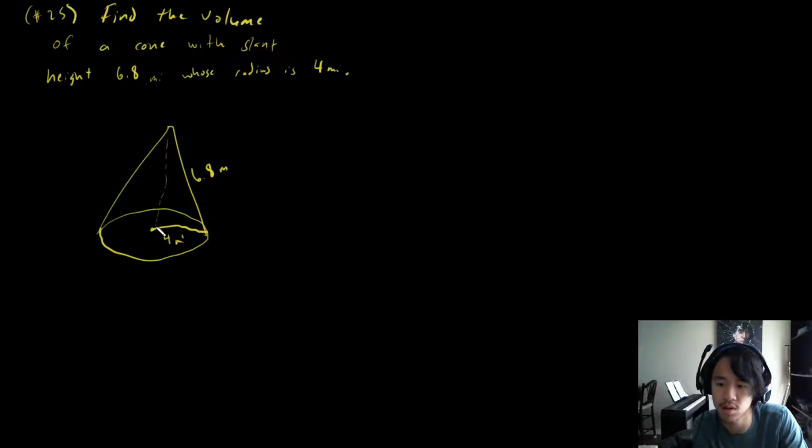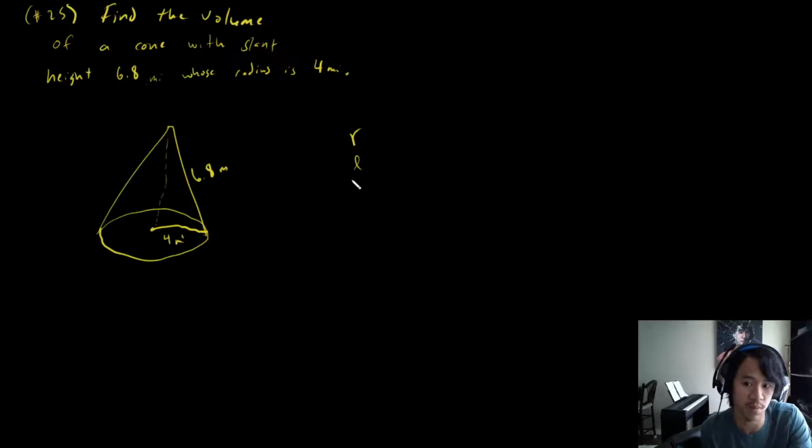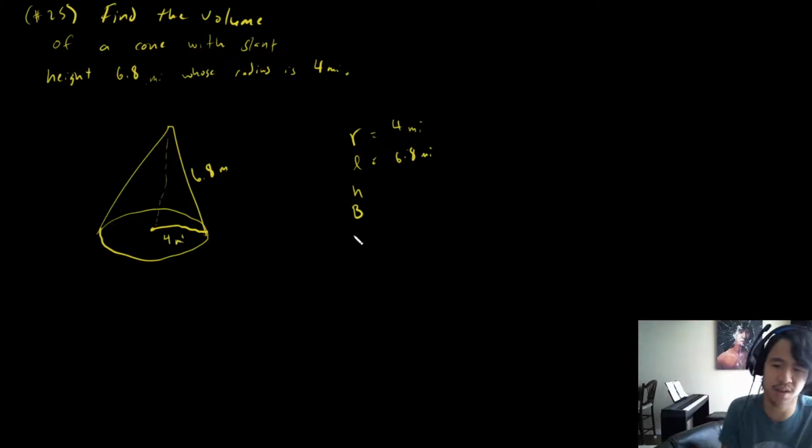All right, so let's go through all these steps. Remember, we have to find the height. So we have the radius, we have the slant height. I know this isn't on your paper, but it's good to get into the routine of just identifying all these values. So our radius is 4 miles, slant height is 6.8 miles. And then now from here we can find our height. We're going to want to find our area of the base and then our volume.